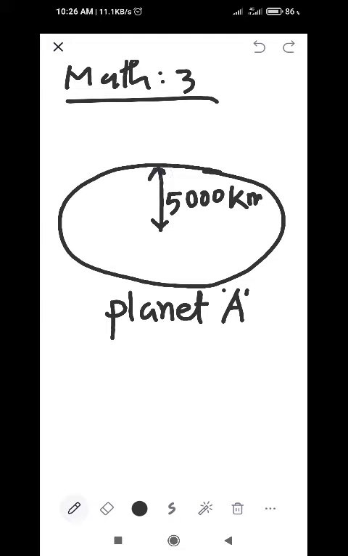and mass is 5 into 10 to the power 24 kg. This is the mass of the planet, right? And the radius given here, it is the radius of the planet.